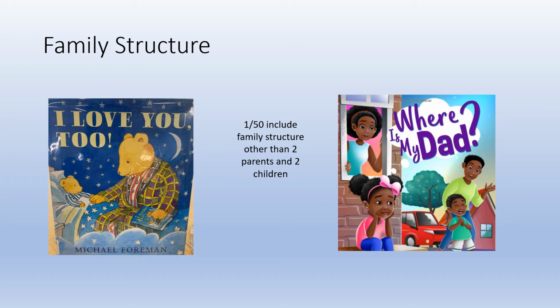On this slide, we're going to discuss family structure. So out of 50 books, my library only had 1 book that had a family structure other than 2 parents and 2 children. Then the book also had non-human characters as well. So on the left, you can see the book. It's called I Love You Too by Michael Furman, which is about a father bear and his son.